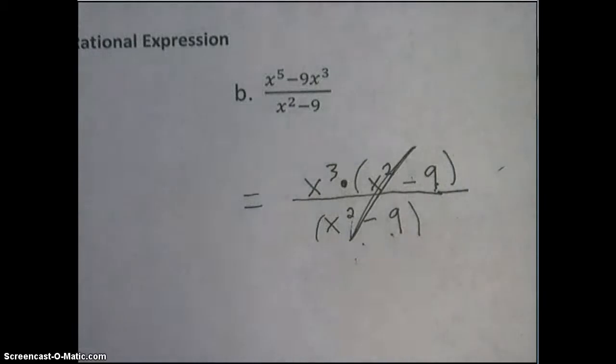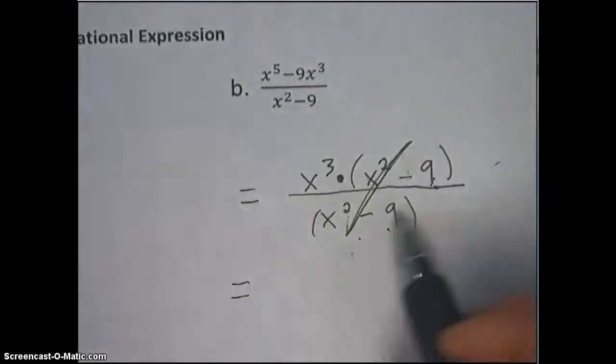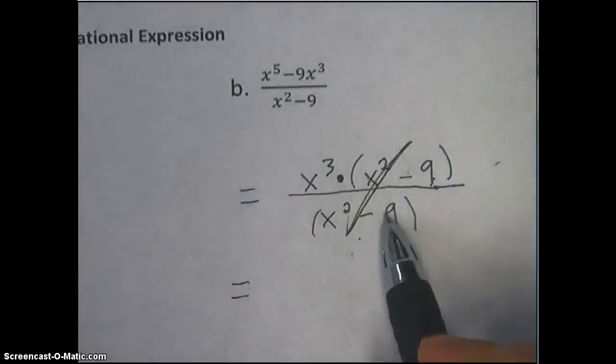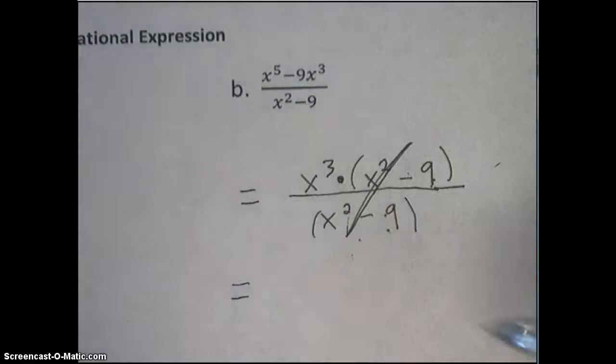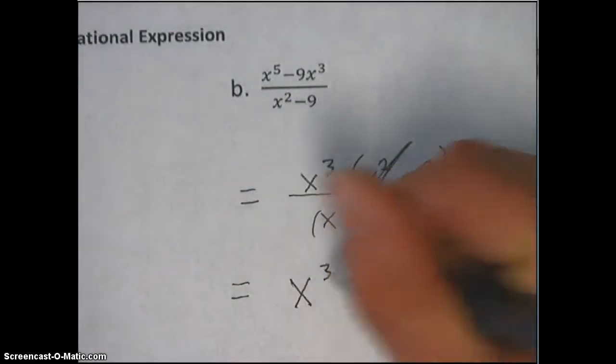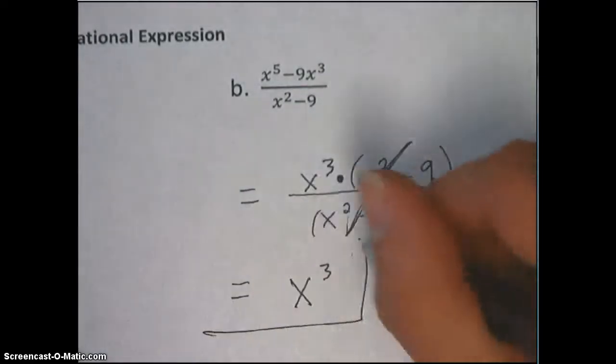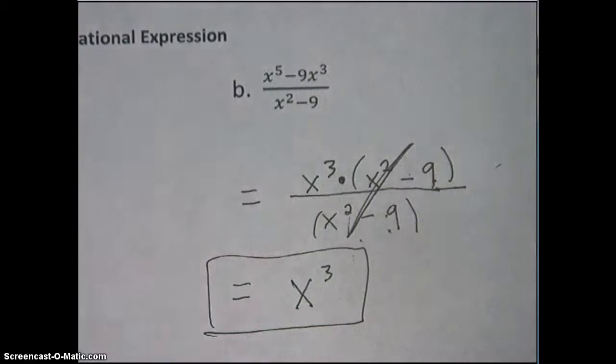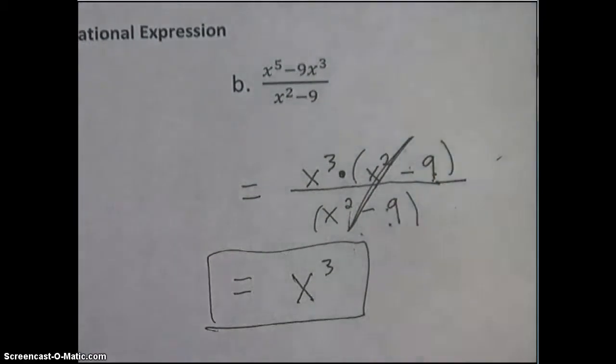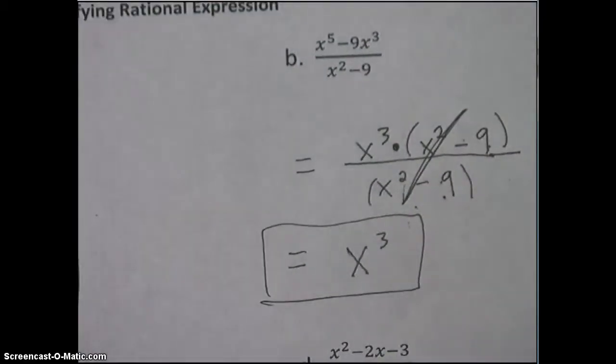And all that's left to do is rewrite. Now, I've got nothing on the bottom of the fraction but a 1. Anything divided by 1 is just itself. So this expression simplifies to x cubed. That's it. Let's talk about part C.